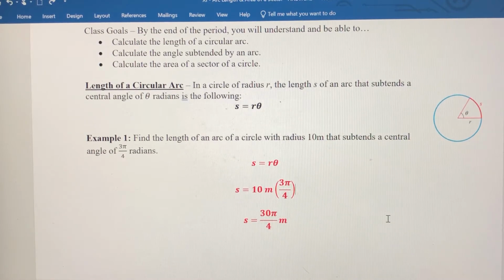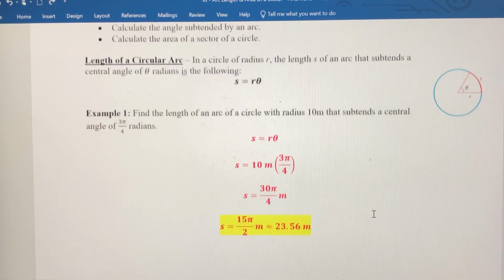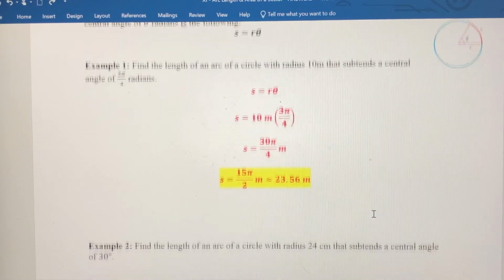We want to be in simplest form, so my exact answer would be 15 pi over 2 meters. That might not mean a lot to you, so let's convert that to decimal form. So approximately 23.56 meters would be the length of the arc. Again, it would go from here to about right here. 23.56 meters.